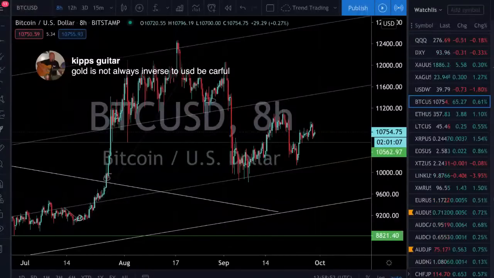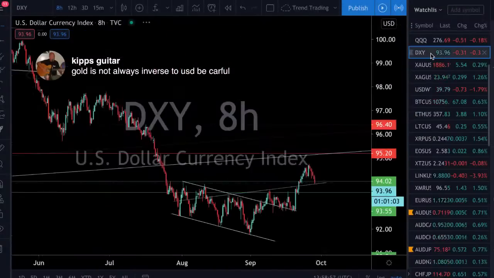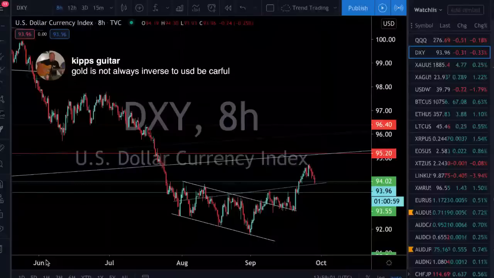They're not always inversely correlated. They are right now, however. They are trading in perfect symmetry right now. So pay attention to whatever the market's paying attention to until it's not anymore. That's really what you need to look at.